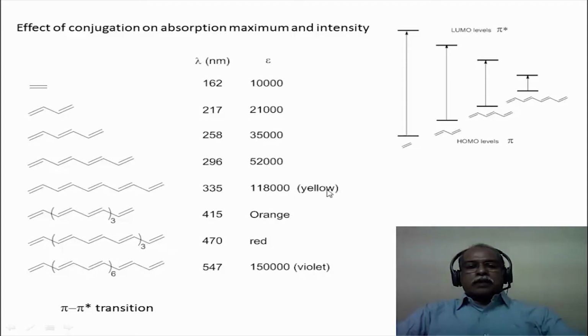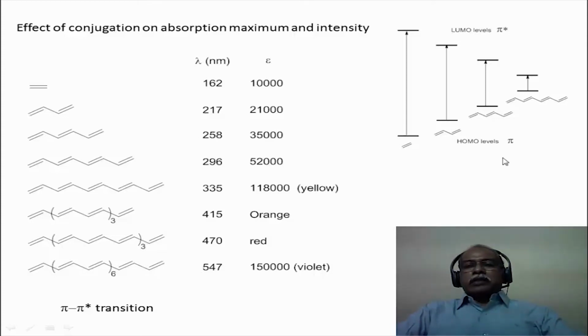In other words, it absorbs the violet color, that is why it looks yellow. And similarly, here it absorbs the violet, the indigo and the blue color, and that is why it appears as an orange color, for example. In this particular case, it absorbs the green light, that is why it looks like a violet compound. So when you have 15 double bonds in conjugation with each other, the pi to pi star transition is essentially observed in the visible region of the electronic spectrum.